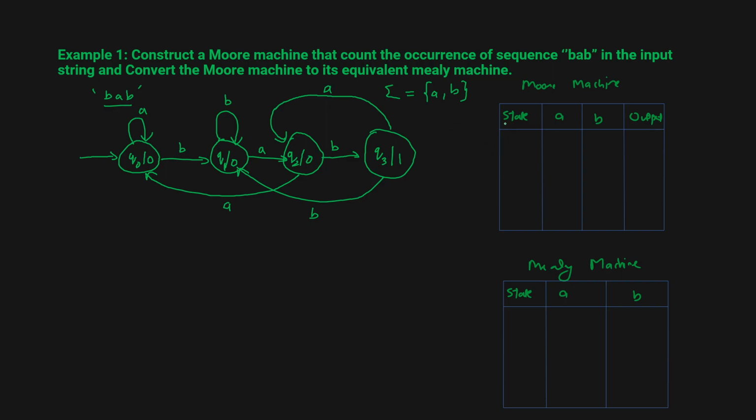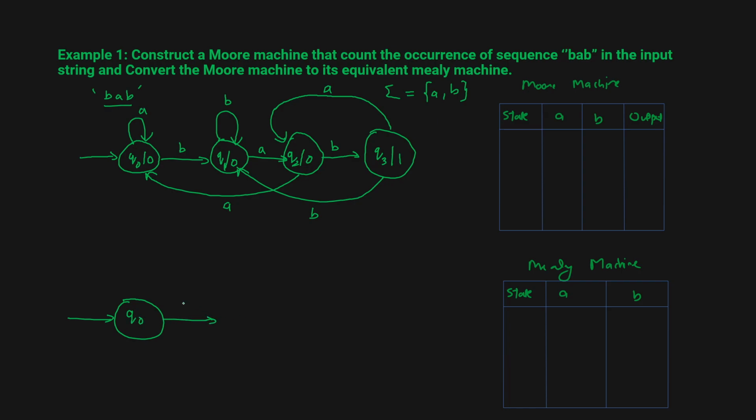Now we have to convert it to its equivalent Mealy machine. How do we do that? In a Mealy machine, the output is dependent on the input state and the state it is going to. So first let's just draw the states over here. This is our starting state Q0.